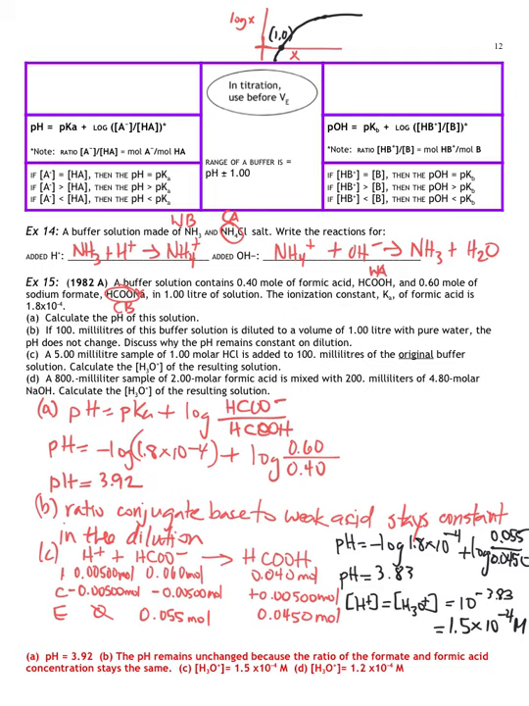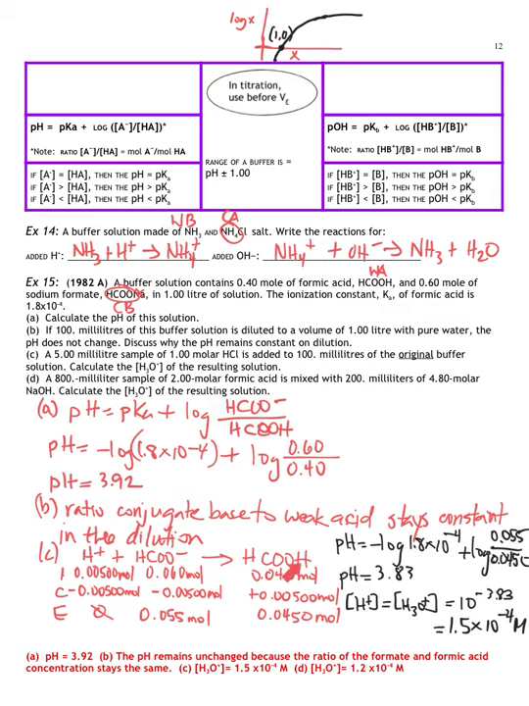Let's go ahead and do D now. In D, you're given that you're taking 800 milliliters of a 2 molar formic acid and you're mixing it with a 200 milliliter of a 4.8 molar sodium hydroxide. And then you're calculating the H plus of the resulting solution. So you have a weak acid reacting with a strong base. Nothing to do with the buffer solution, by the way. You're not using any of the buffer solution, and you're calculating the H plus concentration of the solution.